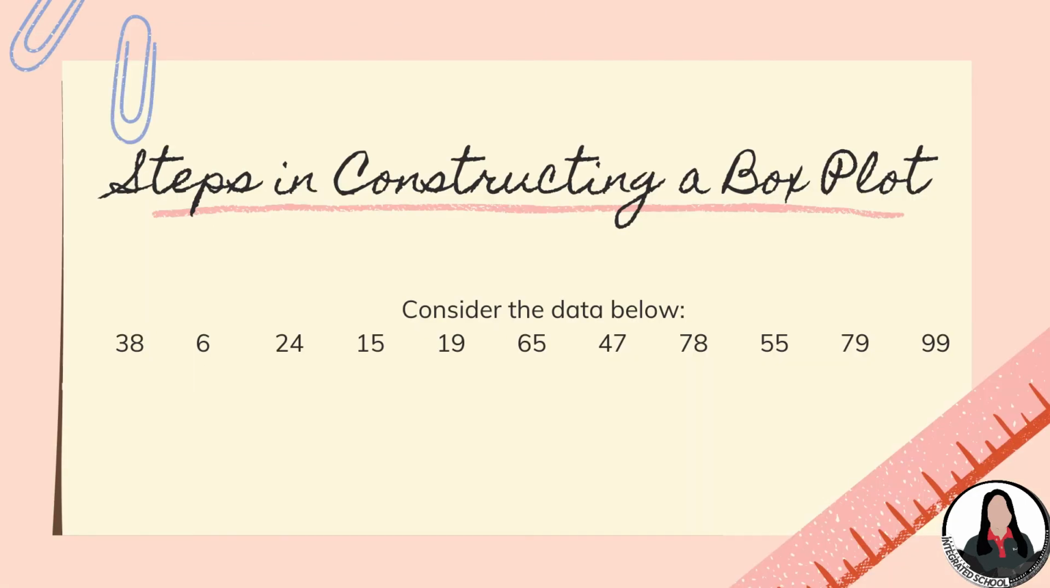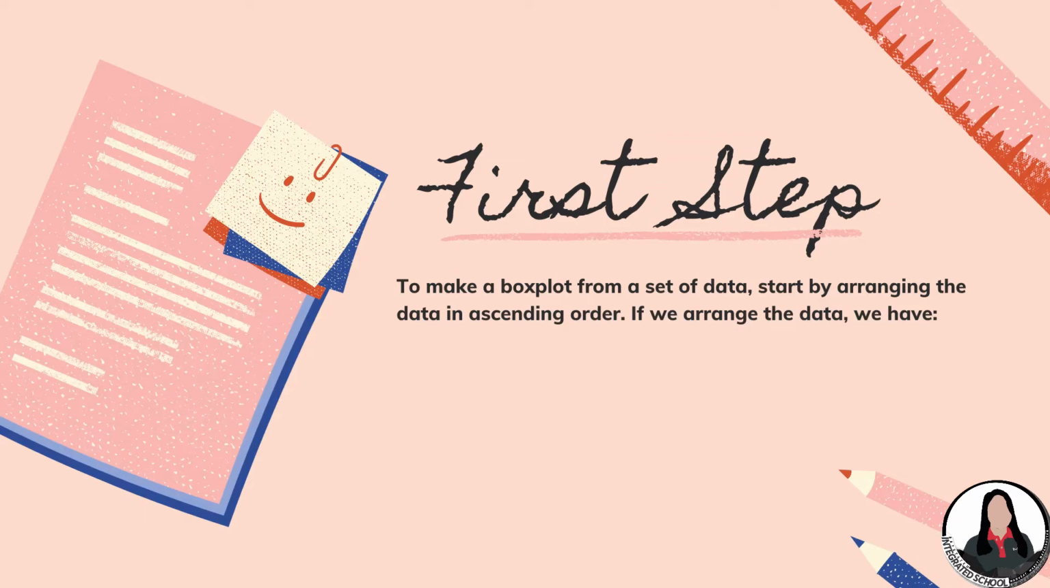So, we have the steps in constructing a box plot. For us to start, let us consider the data below. We have 38, 6, 24, 15, 19, 65, 47, 78, 55, 79, and 99. The first step is for us to make a box plot from a set of data. To start, we have to arrange the data in ascending order, from least to greatest. So if we arrange the data, we will have 6, 15, 19, 24, 38, 47, 55, 65, 78, 79, and 99.